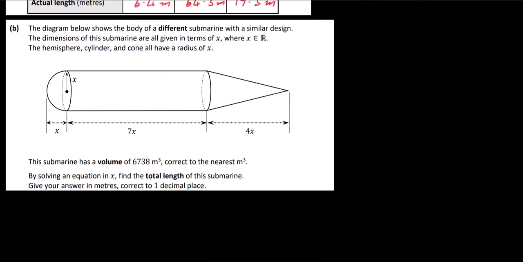Okay, next question then. The diagram below shows the body of a different submarine with a similar design. The dimensions of this submarine are all given in terms of x, where x is real. The hemisphere, cylinder and cone all have radius x. The submarine has volume 6,738 meters cubed, correct to the nearest meter cubed. By solving an equation in x, find the total length of this submarine. Give your answer in meters, correct to one decimal place.